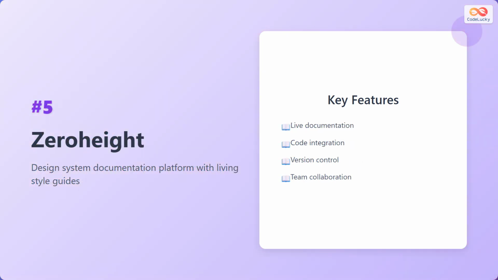Our fifth design system tool is Zeroheight. Zeroheight is a dedicated design system documentation platform that specializes in creating living style guides. Key features include live documentation, ensuring that your documentation stays up to date with your design system.